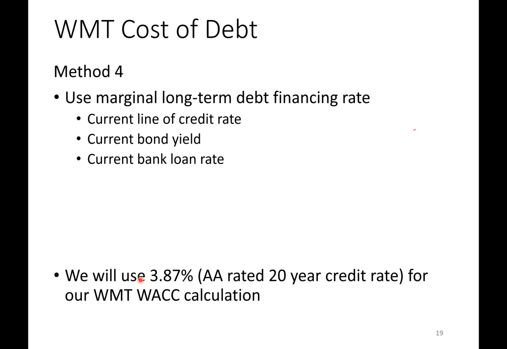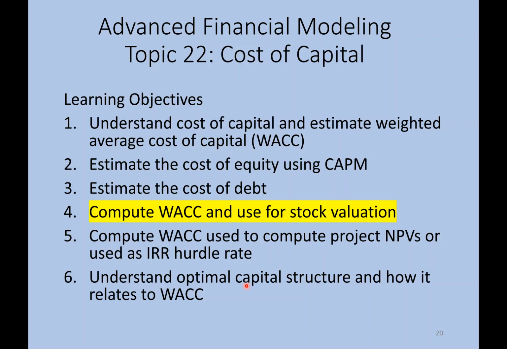However, I'm just going to use the 3.87, which is that AA rated 20-year credit rate, our average rate on bonds. So let's go ahead, and in the next topic, we're going to calculate the WACC.